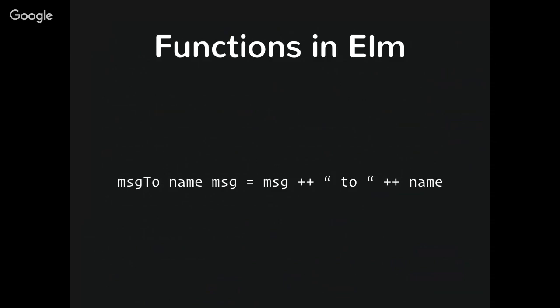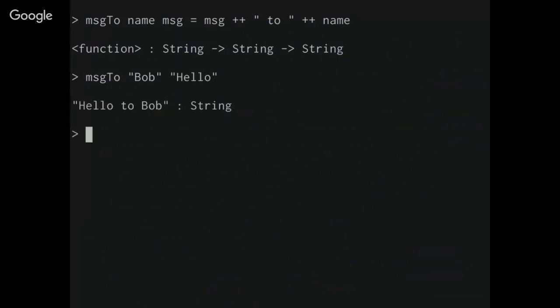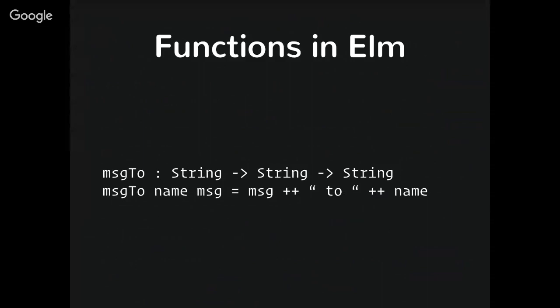So there's not a whole lot complex there, so let's go ahead and paste it into a REPL. And when we do that, we get this gibberish back. And then when we type it in with the parameters that we assume it's using, we get hello to Bob. The gibberish we saw on the screen is the type annotation for this function.